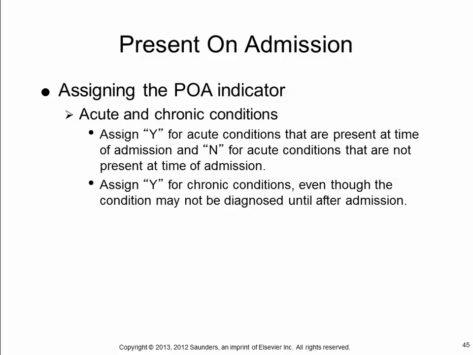Here's your acute and chronic POA indicators. Assign a Y for acute conditions that are present at the time of admission and an N for acute conditions that are not present at the time of admission. Pretty simple. Assign a Y for chronic conditions even though the condition may not be diagnosed until after admission. Because again, chronic means you've had it for a long time, right?